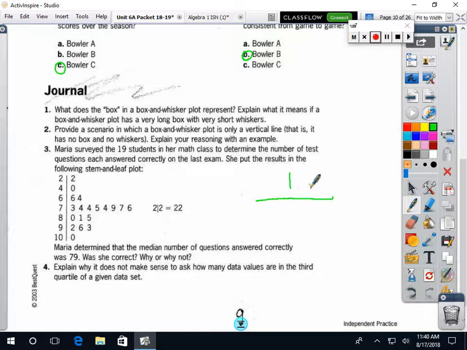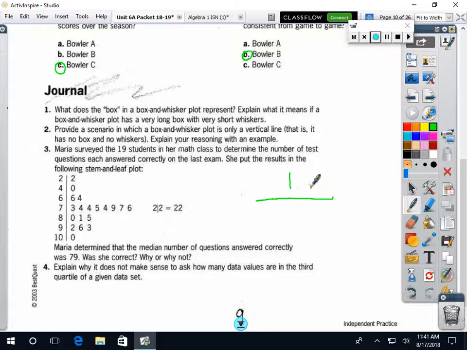All right, number 3. Maria surveyed 19 students in her math class to determine the number of test questions each answered correctly on the last exam. She put the results in the following stem and leaf plot. So what you see below is like a stem and leaf plot that shows 19 kids in her class and how many questions they got right. So like the person who did the worst, how many did they get right?